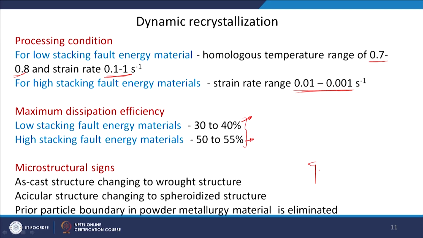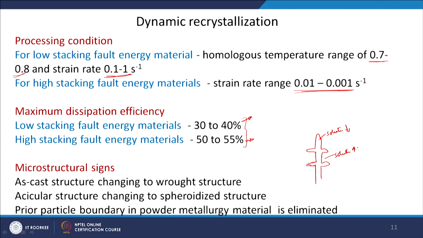A few more things you can add there: if you have a cast structure, I have already explained initially that you have dendrites, so this is the primary dendrite and then you have the secondary dendrite, and so on. These dendrites have lower solute content, and in between the two dendrites there will be an interdendritic region where the solute content will be high.